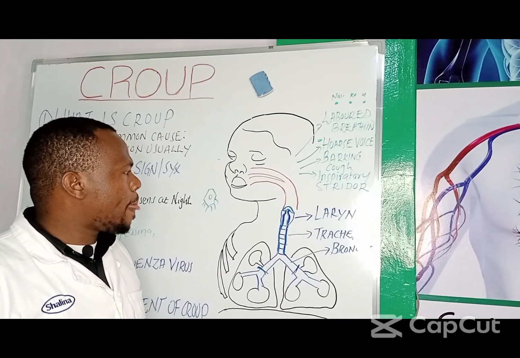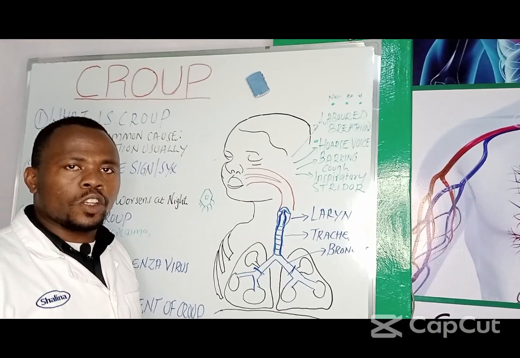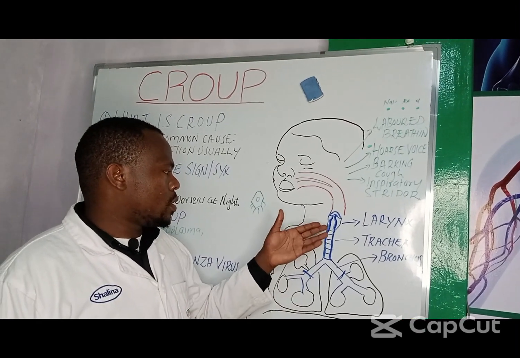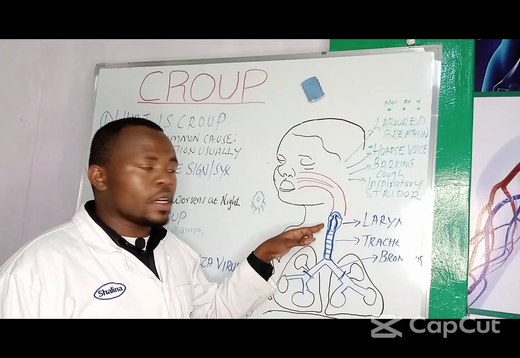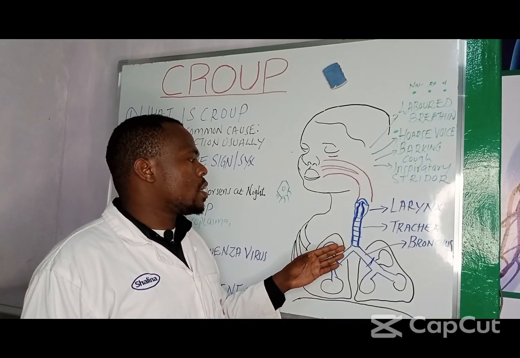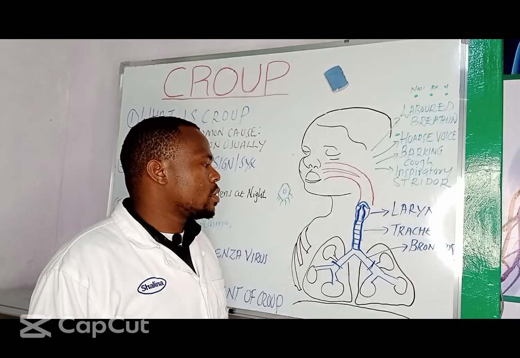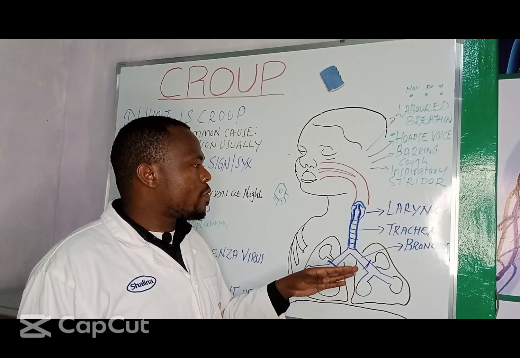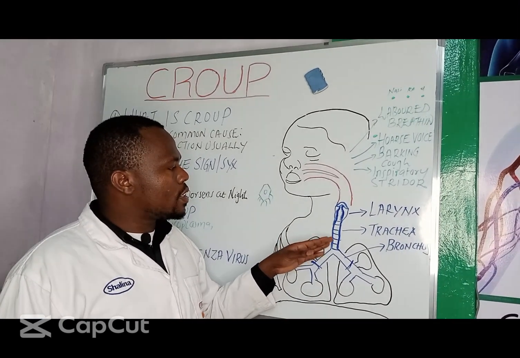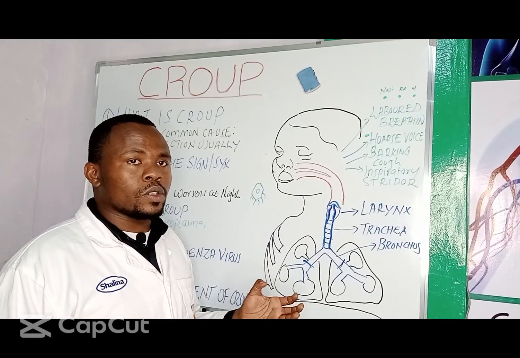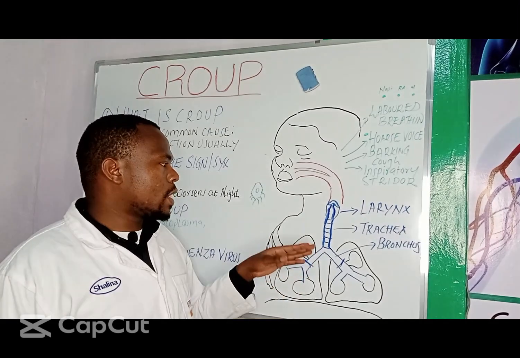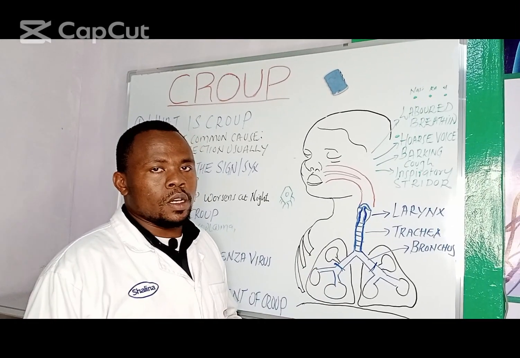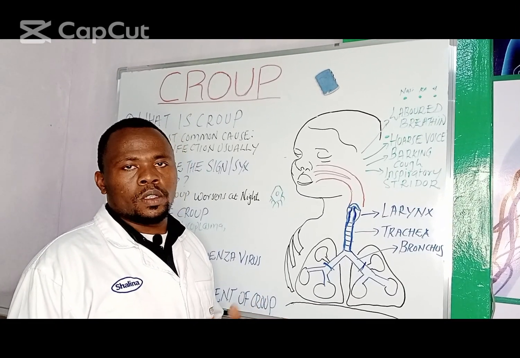What happens is that when you get an infection by the parainfluenza virus, this infection will affect the larynx, the trachea, and the bronchus, leading to inflammation. This inflammation will lead to swelling. When there is swelling, the diameter of the larynx, the trachea, and the bronchus will reduce. This will make airflow difficult to enter into your larynx and down into the lungs. This will result in what we call croup.